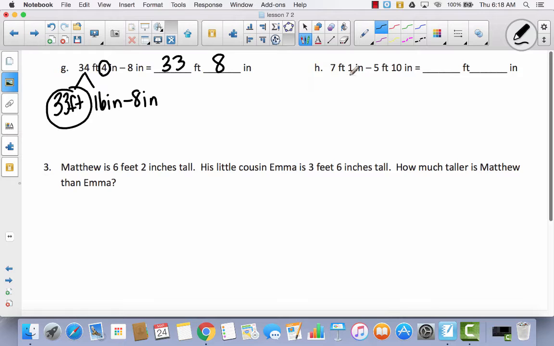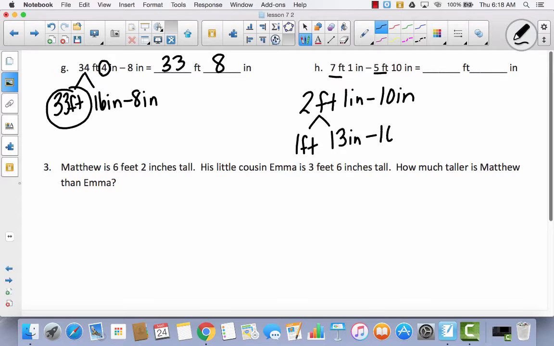Okay, so hopefully you tried this by yourself. We're going to subtract feet from feet. So 7 feet minus 5 feet equals 2 feet. And now I'm trying to do 1 inch minus 10 inches, and I can't do that. So I'm going to have to decompose. I'm going to take 1 foot away, and that's going to leave 1 foot. The other foot, I'm going to decompose into 12 inches and add to this inch, which gives me 13 inches.